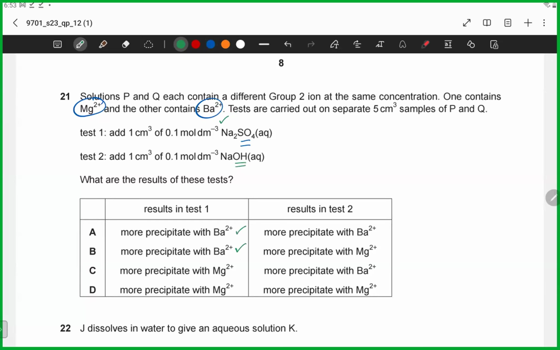हाँ, और remember हाइड्रोक्साइड की solubility उल्टी होती है, ठीक है? It's the opposite. Magnesium hydroxide is the one that's insoluble. Barium hydroxide is the one that's actually soluble. So हाइड्रोक्साइड के अंदर, in test 2, you're going to get more precipitate with magnesium, ठीक है?